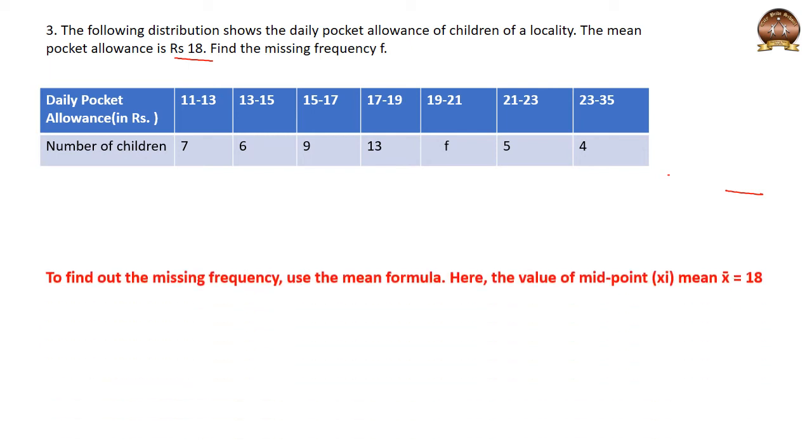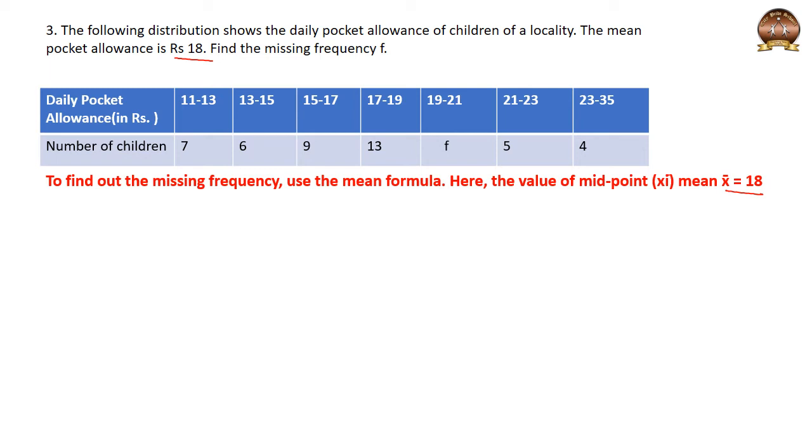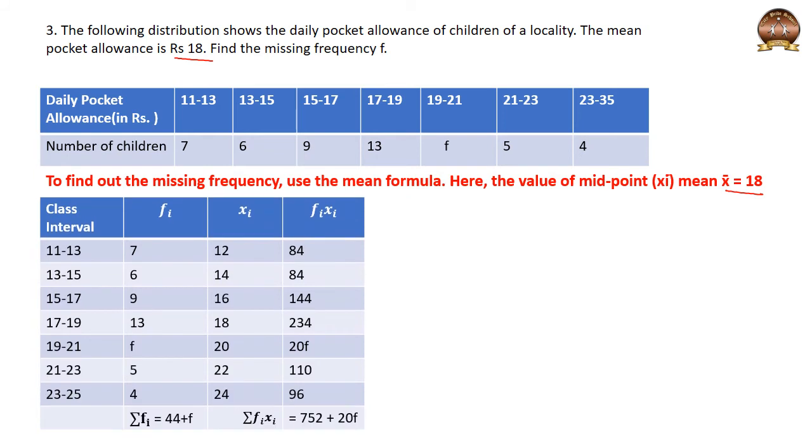Here the mean pocket allowance is given, so x bar is already given to us. This is not the midpoint, this is actually x bar. X bar is already given as 18, and we know the x bar formula is summation fi xi upon summation fi. Now here we have written the class interval and the frequency is given. Since it is the direct method, we need 4 columns. So xi we will find: for 11 to 13, the upper limit plus lower limit, 13 plus 11, 24 divided by 2, that is 12. For 13 to 15, the midpoint is 14. Then 16, 18, 20, 22, 24 are the xi.